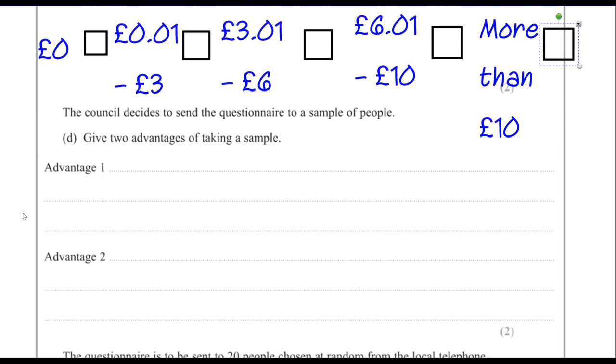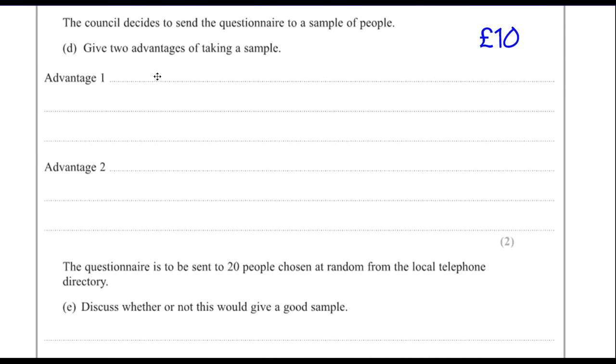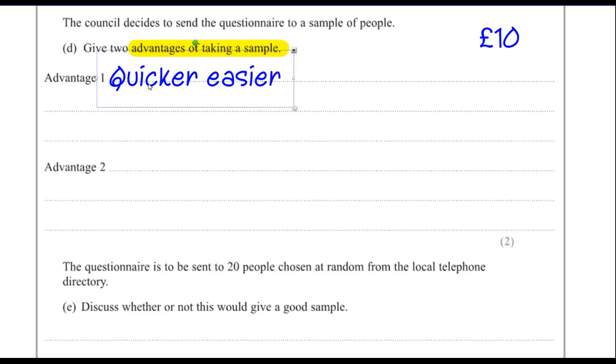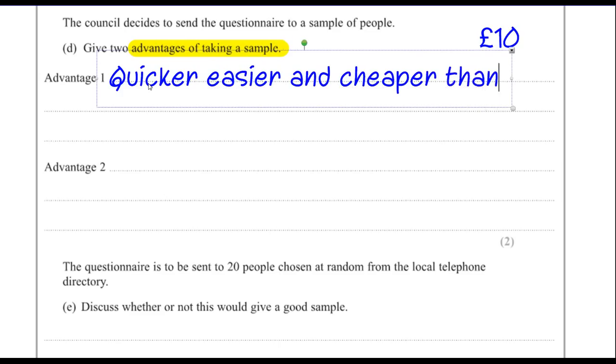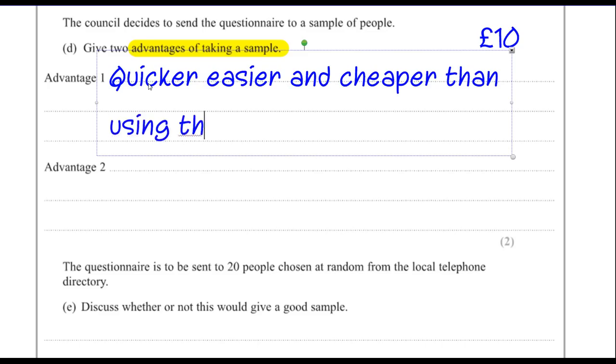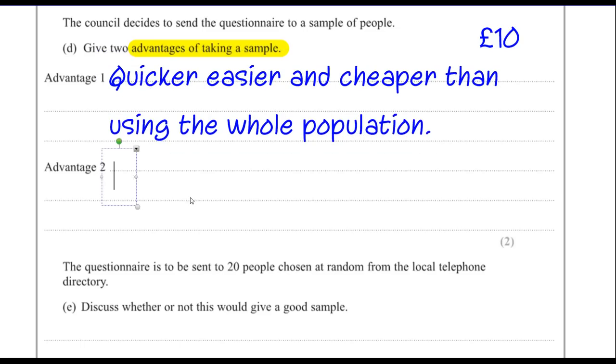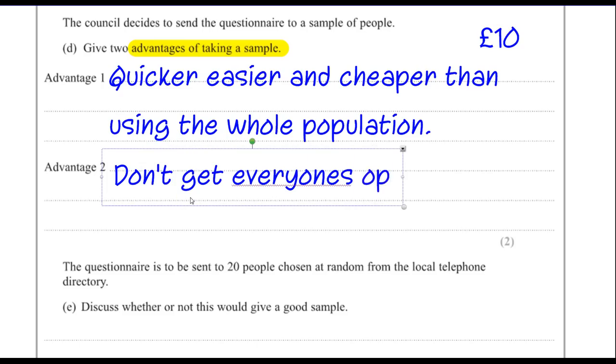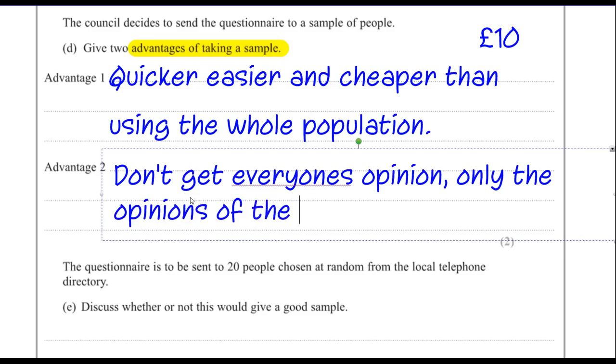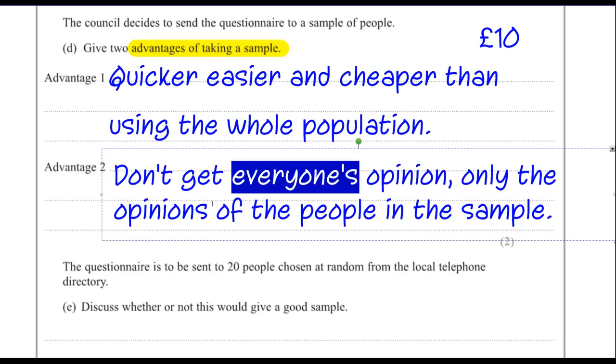Next part. The council decides to send a questionnaire to a sample of people. Give 2 advantages of taking a sample. Well, the first advantage is that it's quicker, easier, and cheaper than asking everybody or using the whole population. But the bad thing is, if you don't ask the whole population, you don't get everyone's opinion, only the opinions of the people in the sample. Okay, so it's got some advantages and some disadvantages.